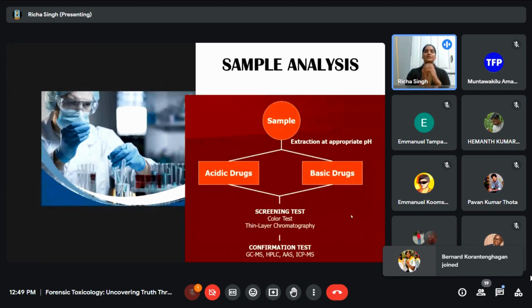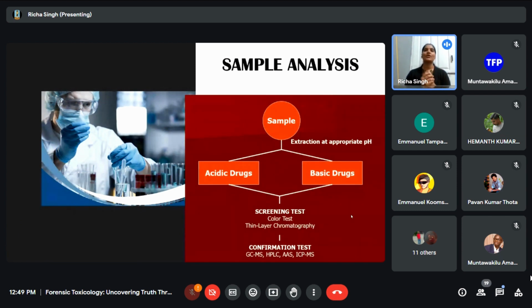Now, coming to the final part, that is sample analysis. Now, how exactly does sample analysis work? So, you did the sample collection. Once the sample has been sent to the lab, you, as a forensic toxicologist, are asked to do the sample analysis for the different visceral samples that you're receiving. Now, how will you do the sample analysis?